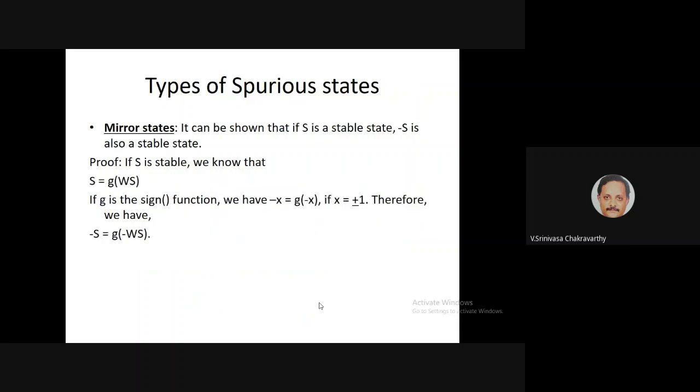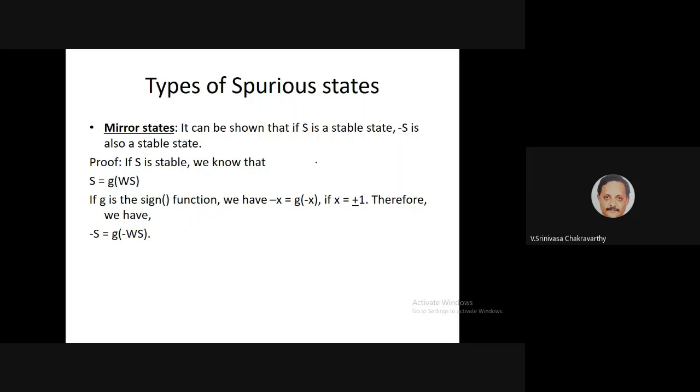These additional states, which became stable as an artifact of a problem with the equations, are called spurious states. There are several kinds of spurious states. The simplest of them, very easy to explain and derive mathematically, is called a mirror state. That is, if you try to store a pattern S and make it stable, in the bargain the pattern minus S also becomes automatically stable.